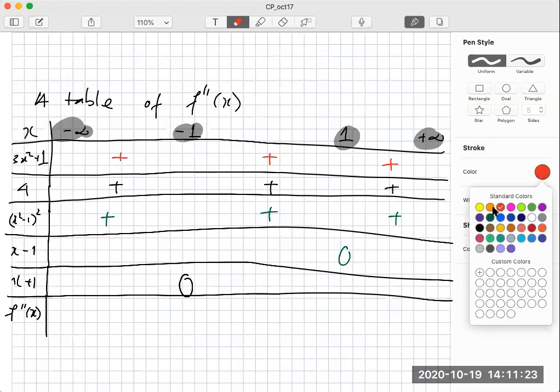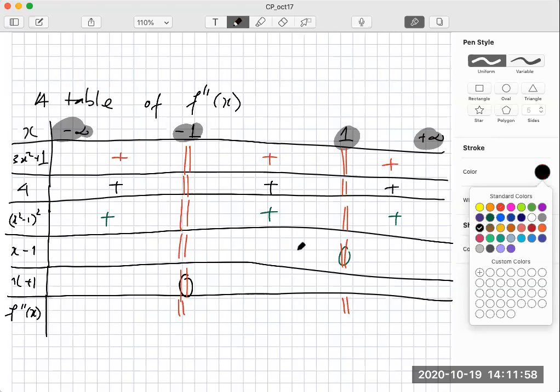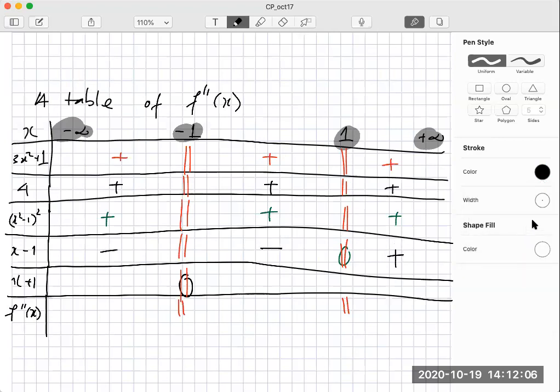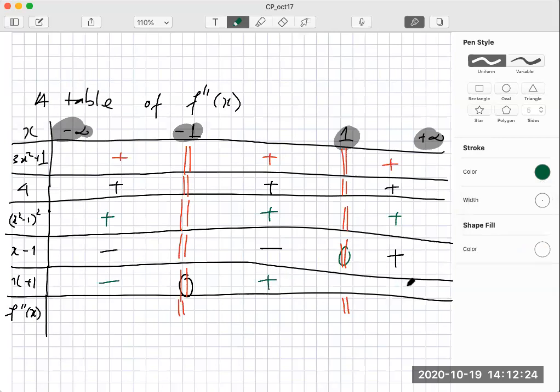And okay, in general, for the function f prime prime, the domain does not include this value. We can also say that it is undefined at this value, okay? Then, for the function x minus 1, the solution is 1. Therefore, what is the sign of this on the left-hand side of 1? Yes, negative, and then positive here, right? Similarly, here, for x plus 1, negative and then positive here, right?